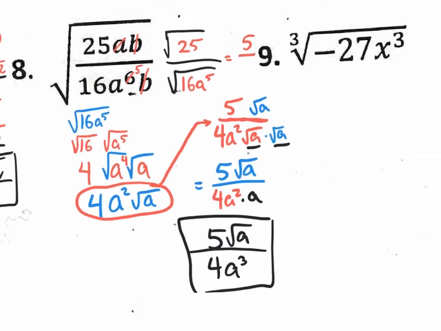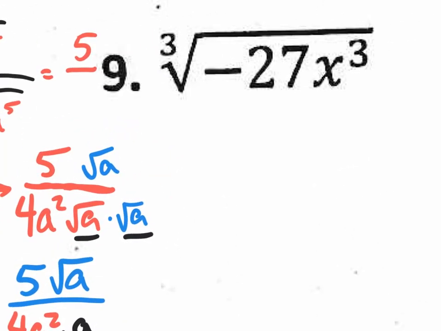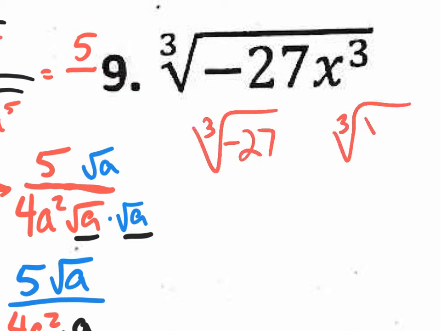Number 9. That's a cube root. Ladies and gentlemen, let's split up that cube root. Cube root of negative 27. Cube root of x to the 3rd. And what is a cube root of negative 27? What times itself 3 times will actually give you negative 27? Negative 3, right? Negative 3 times negative 3 is positive 9 times negative 3 is negative 27. So that's a nice, beautiful negative 3.